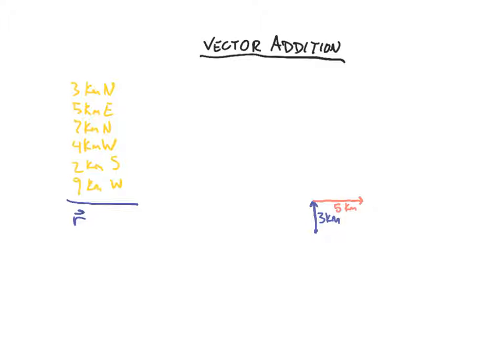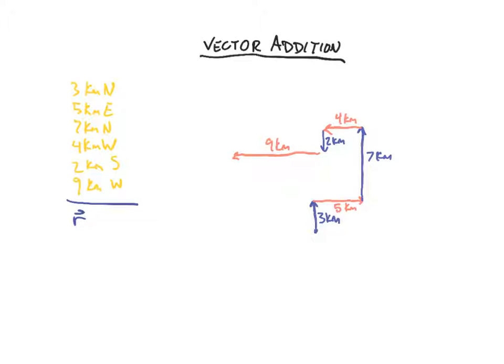And now we do the same thing. So now we draw 7 kilometers north. And then we can go 4 kilometers west. Now we can go 2 kilometers south. And 9 kilometers west. Okay, and then if we do that, now we see our final displacement vector.